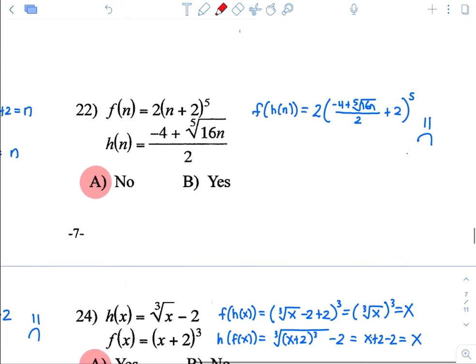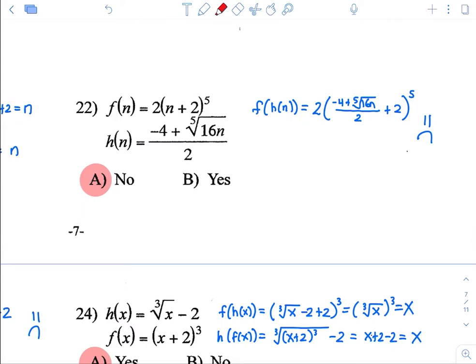22, now f of h of n, so that means I plug all of this into the f of n function, which means you're plugging it into n. But when I did that, as you can see, I don't see really anything canceling or anything of that nature. So I can't really see anything off the top of my head, so since this is probably not going to equal n, they're not going to be inverses of each other, so that one's no.